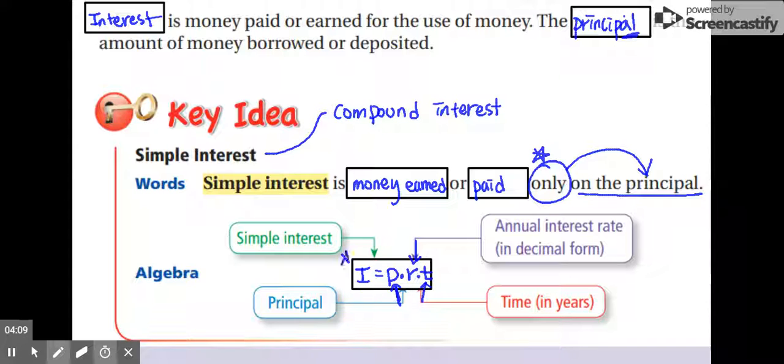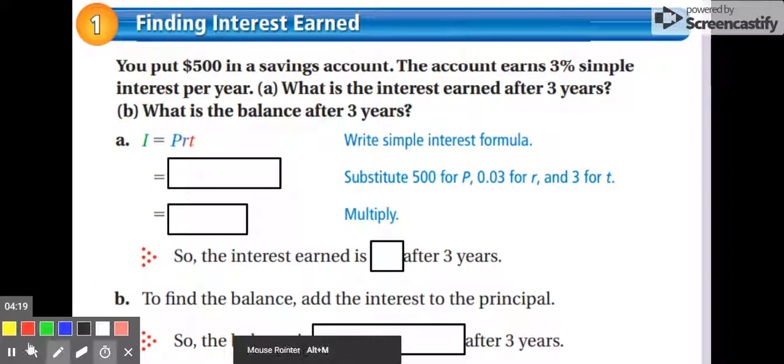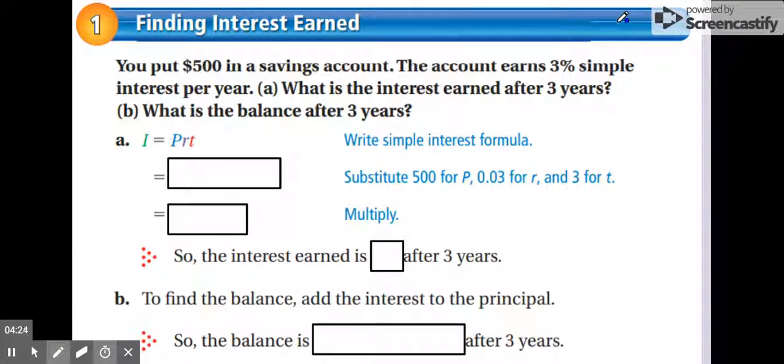So this is a definition. You're going to use this tool. You're going to use this formula. So try to remember this. So you put $500 in the savings account. So everyone knows that this is what? This is principal. This is the amount of money that you deposit in the beginning. The account earns 3% simple interest. So this is going to be what? This is going to be the rate, R, right? The percent, and per year.